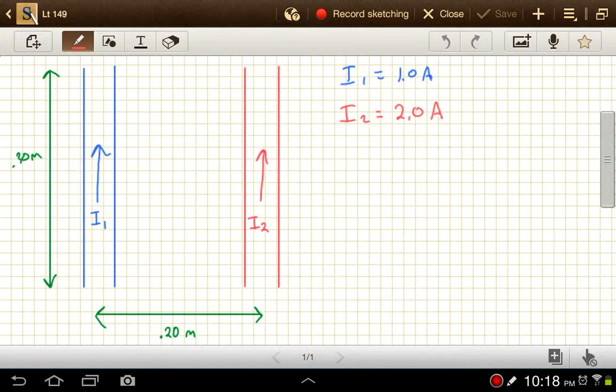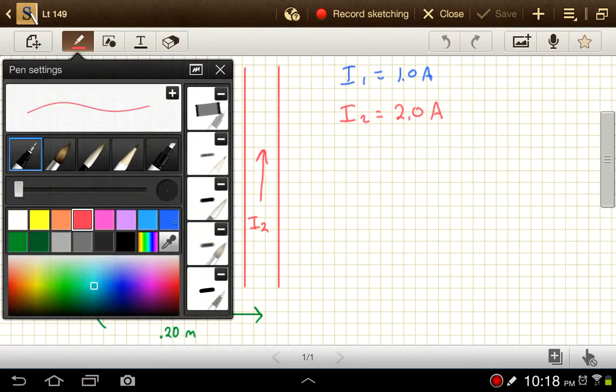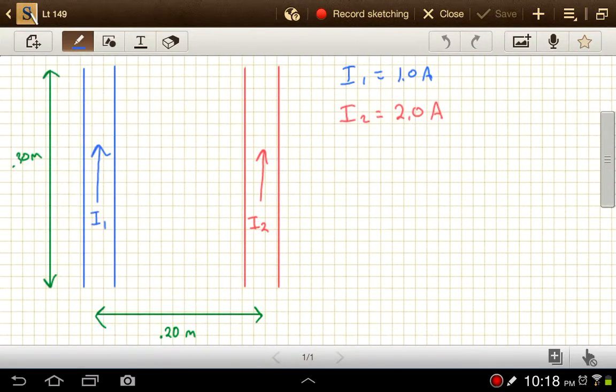We'll do each of these separately, but we'll start with the force acting on I2 caused by the magnetic field that I1 is generating. So first let's think about the direction of the magnetic field that I1 is generating. Point your thumb in the direction of I1 and wrap your fingers around to the location of the second wire here, and we'll see that your fingers would have to point into the screen. So that magnetic field is pointing into the screen.